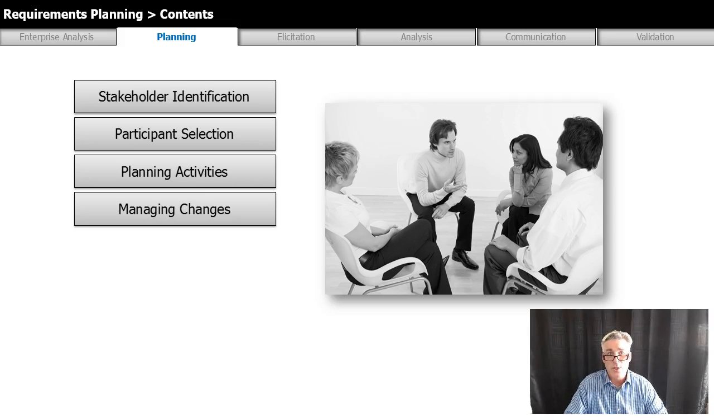And what we're going to do is show your analysts how to put together an efficient plan that allows them to move through all of the other phases: elicitation, analysis, communication through documentation, and validation as well. The last thing we're going to teach your analysts in this section is how to manage change before it happens. And that's something that a lot of analysts aren't as comfortable with.